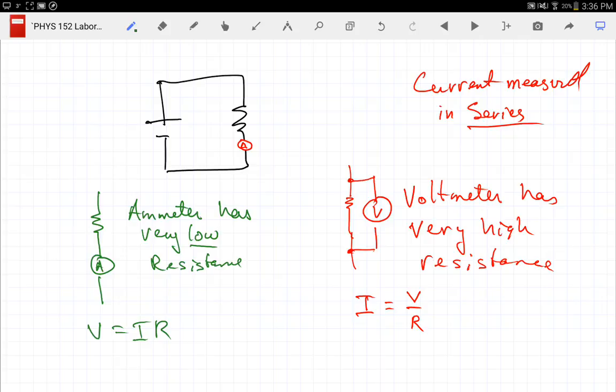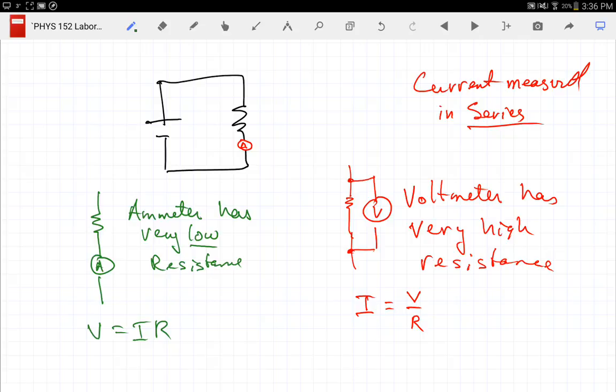For that reason, when you're doing your experiment, you need to have Erika or me come by and check your circuit before you turn on the power, to make sure that you don't have something connected wrong and cause a real problem.